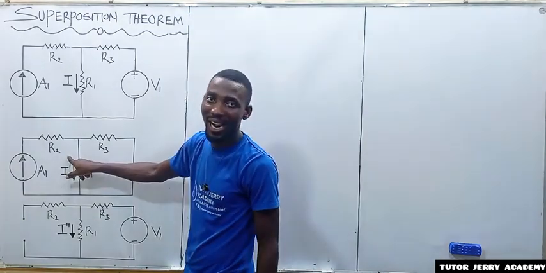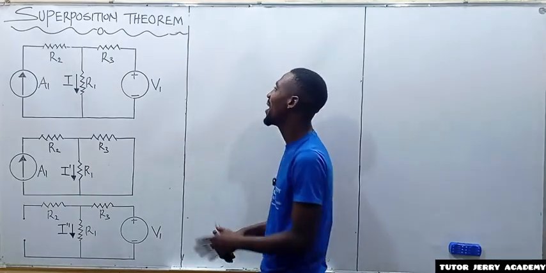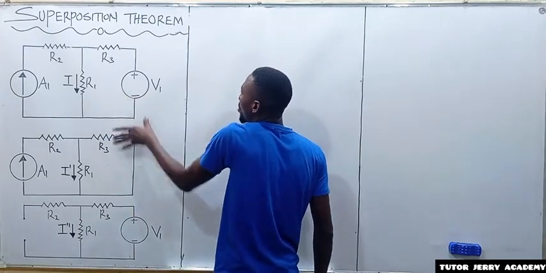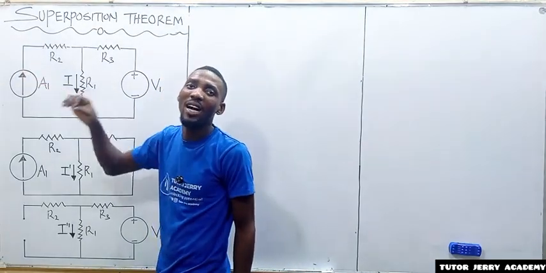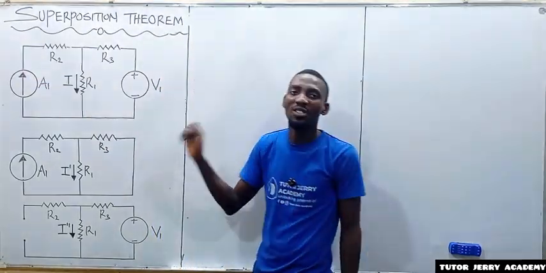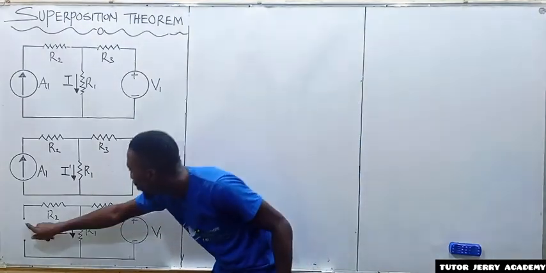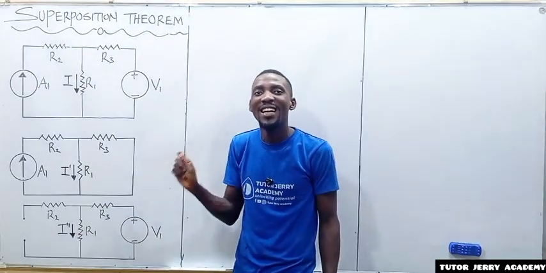Then we get our I prime. By the time we are done with that, we are going to come back and switch off the current source. Then we are going to consider the voltage source. But anytime we are switching off our current source, we are always going to represent it with a what? With an open circuit. You can see we have opened the circuit here. Please take note of that. I want you to take note of this.